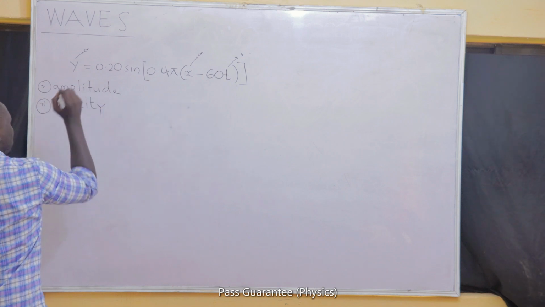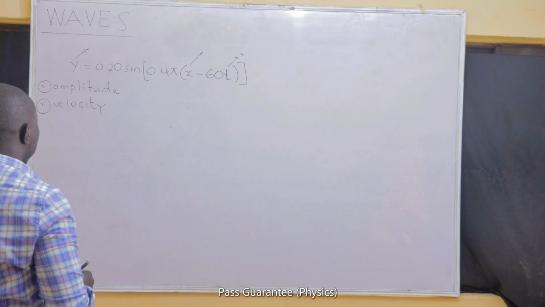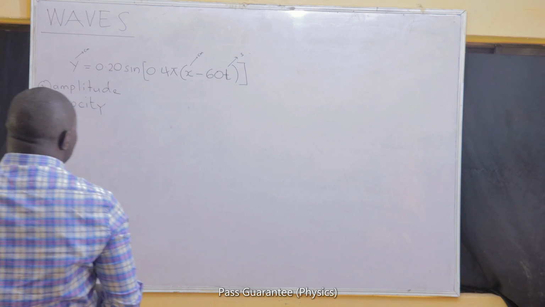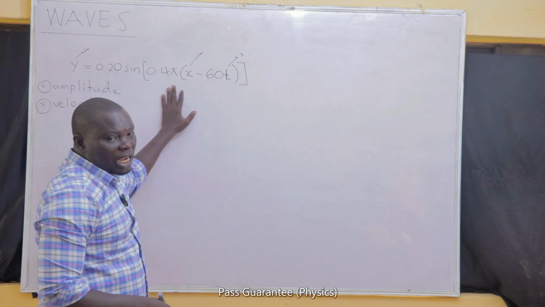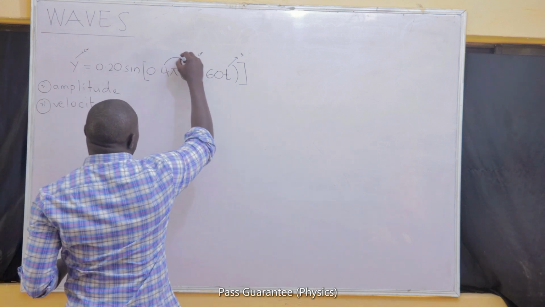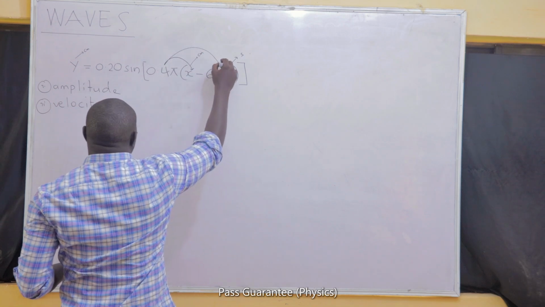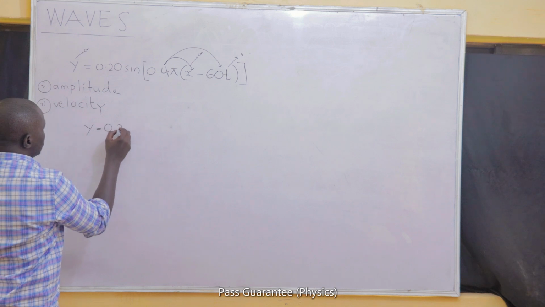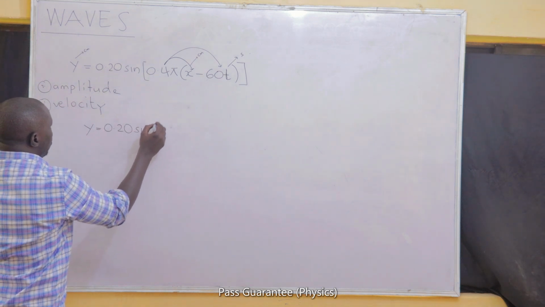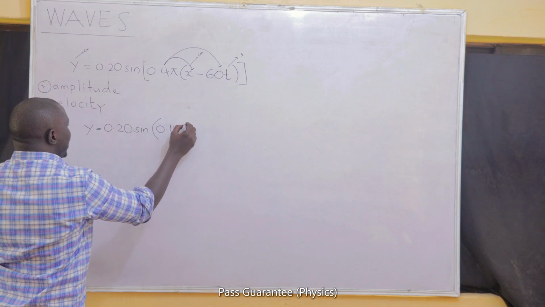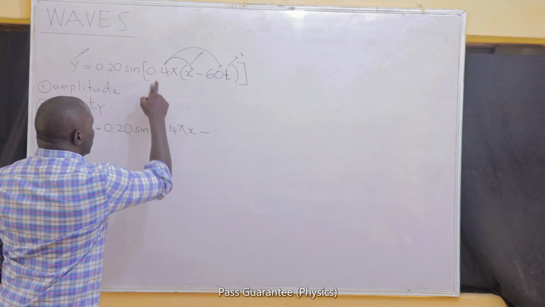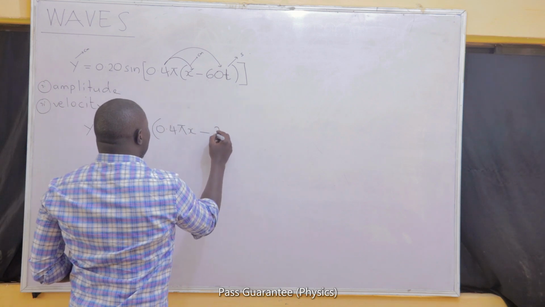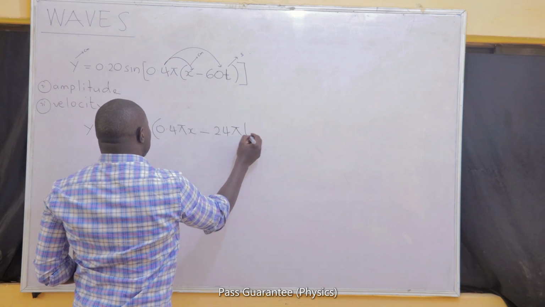How do we solve this question? What we'll do, quite simply, is that we'll break the inner bracket, so that we have an equation that looks very similar to our general wave equation. We'll break the bracket by using this to multiply this and by using this to multiply it. If we do that, we will have y is equal to 0.20 sine 0.4 pi x minus, if we multiply 0.4 pi by 60, 0.4 times 60 is 24 pi t.